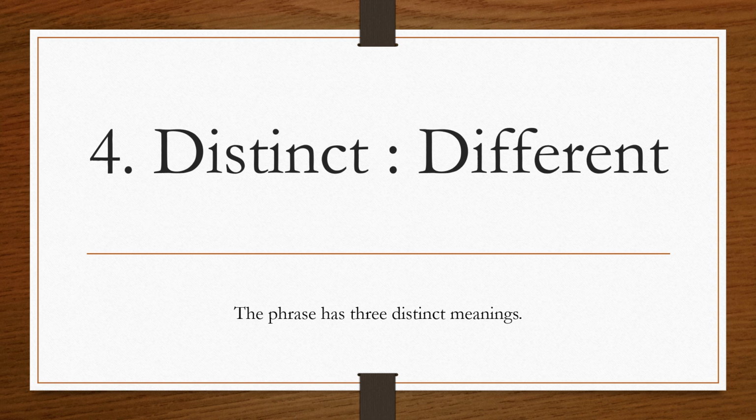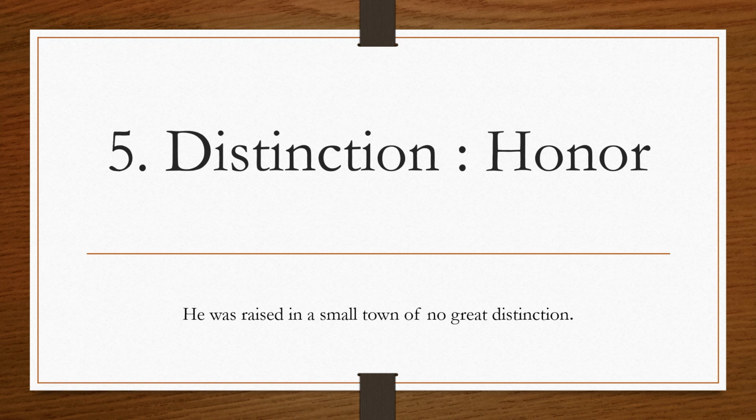Fourth term is distinct, means different होना. The phrase has three distinct meanings. Fifth term is distinction, means honor होना, इम्तियाज होना, कुछ different specific characteristic होना.